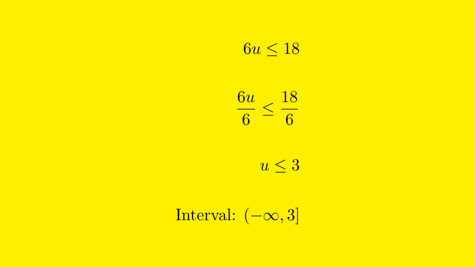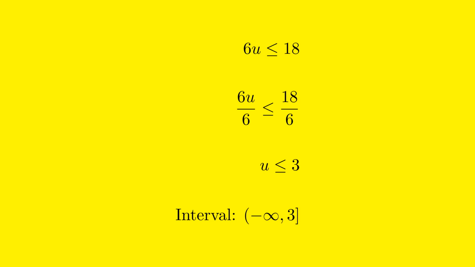To express this in interval notation, we use the interval from negative infinity to 3, including 3. So the interval notation for the solution is negative infinity to 3, with 3 included. This final step helps us understand and clearly state the range of values that the variable u can take to satisfy the inequality.